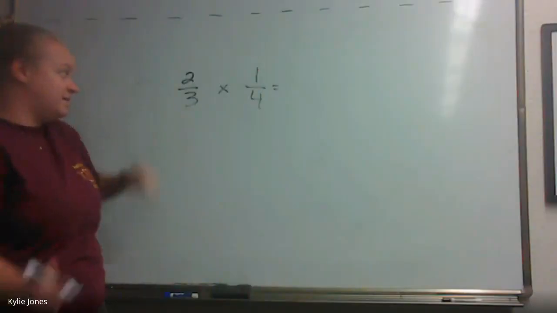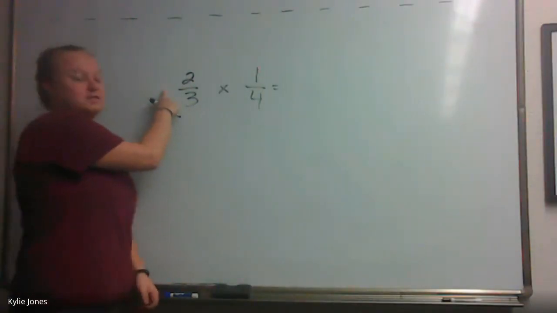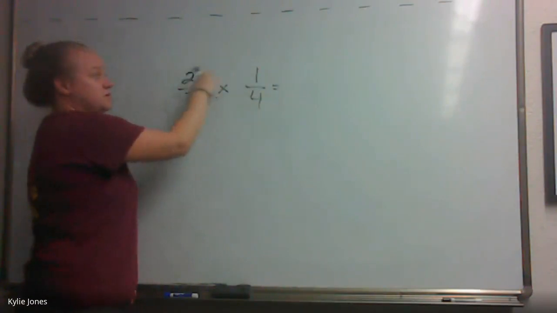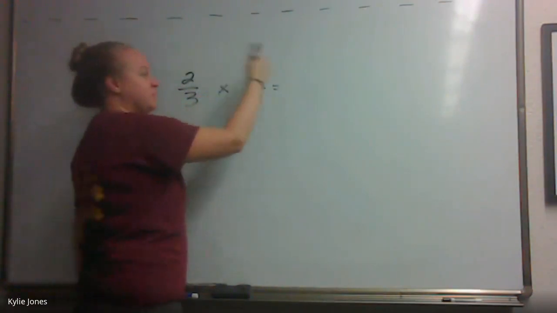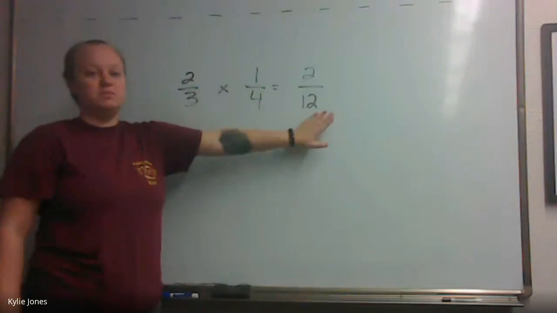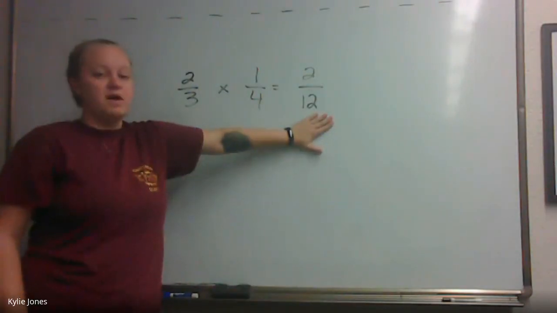Multiply the bottom ones together and multiply the top ones together, and then that's your answer. Yes. So when you multiply fractions, all you do is multiply straight across. So what's 2 times 1? 2. Your fraction bar stays the same. What's 3 times 4? 12. Okay. So when you multiply fractions, you just multiply straight across and then you get 2/12ths.